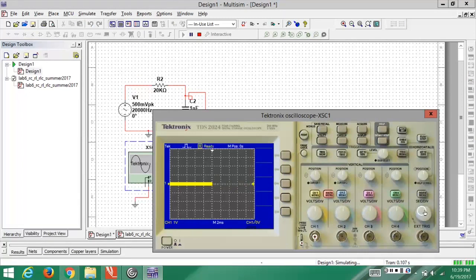we can use this knob over here at the end to see more cycles, and less cycles actually, of the waveform. And we are connected with channel 1, so I will use the channel 1 volts per division knob to increase the amplitude.